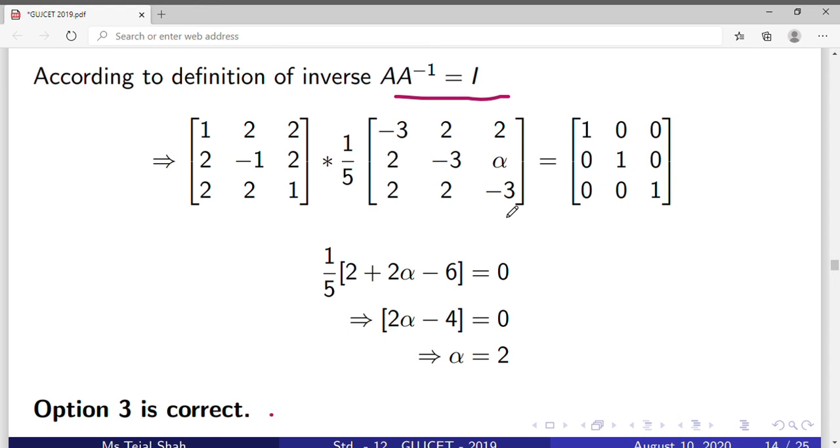Say yes or no. So here do the multiplication of first row and third column. What do we get? This 1 upon 5 as it is, here 1 into 2, 2, here 2 multiplied by alpha, so plus 2 alpha, and here 2 into minus 3, minus 6, equal to the element of first row and third column after this multiplication. On this side also we take the element of first row, third column. So after equating this, we have 2 alpha minus 4 equal to 0, so alpha equal to 2. So option 3 is the correct option.